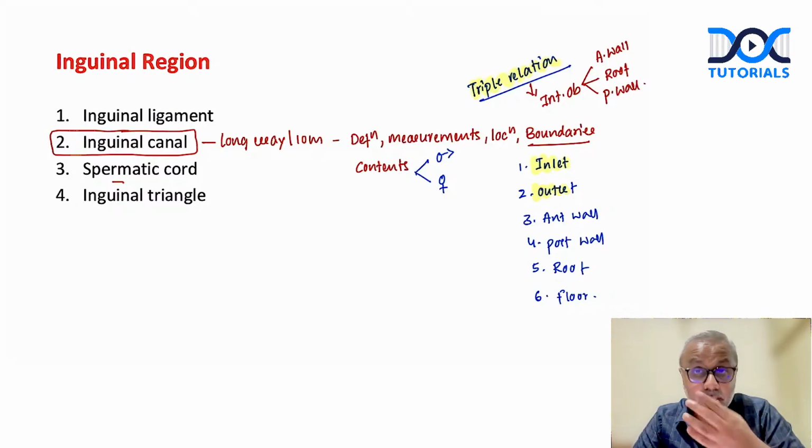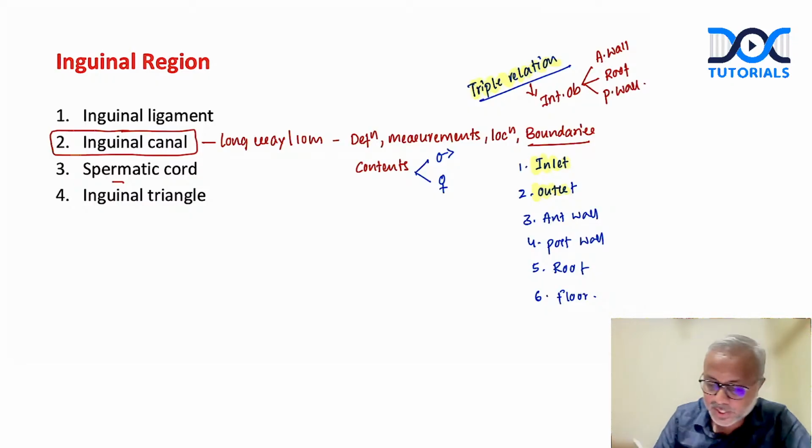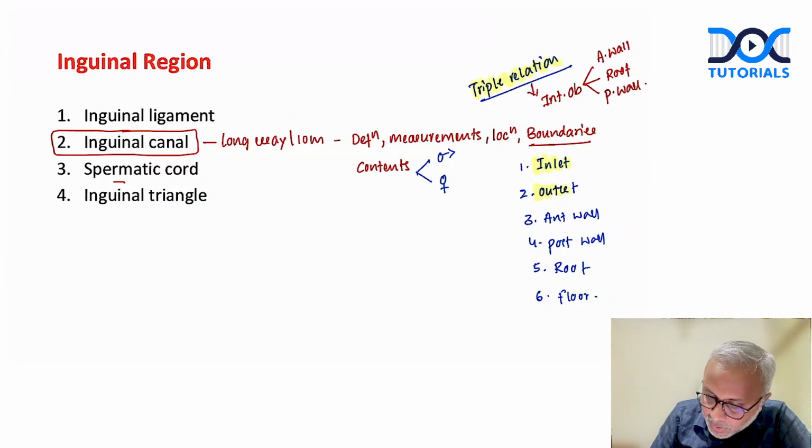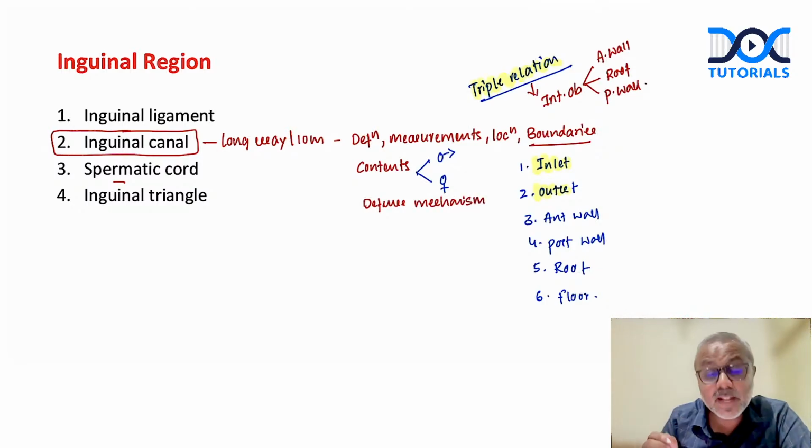Now, what do we mean by incomplete or partial content? The ilioinguinal nerve. The ilioinguinal nerve actually pierces the posterior wall of the inguinal canal and then enters it. So that is what we need to write in contents. Now, once we talk about the contents, then we need to talk about the defense mechanism. Right?